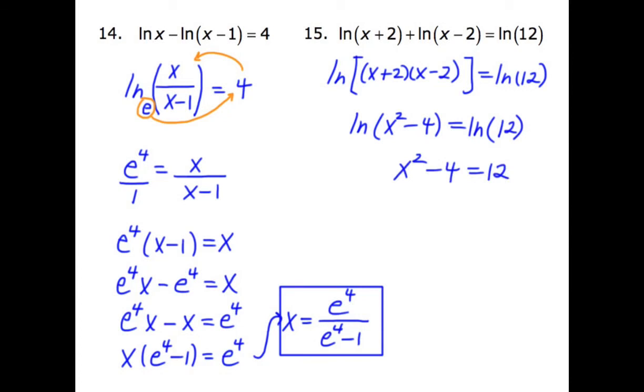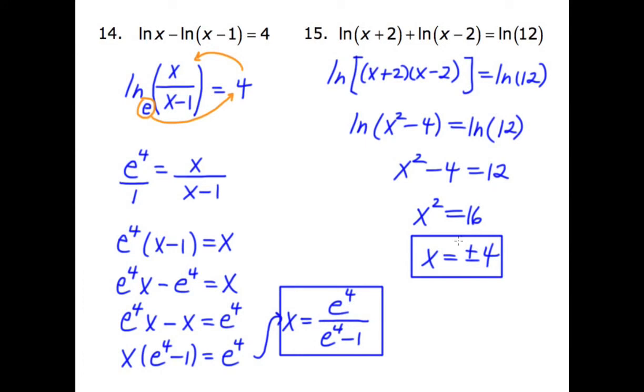Since this is a quadratic equation, I'm going to solve for x by moving the 4 to the other side, leaving me with x squared is equal to 16. Now I'll take the square root of both sides, leaving me with x equals plus or minus 4. Considering the check, I'm going to see what would happen if I put positive 4 in for x. We would end up getting the natural log of 6 plus the natural log of 2, and that does in fact equal the natural log of 12, so that works.